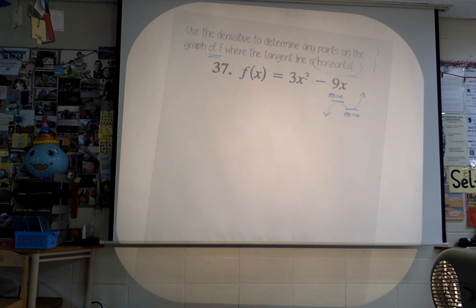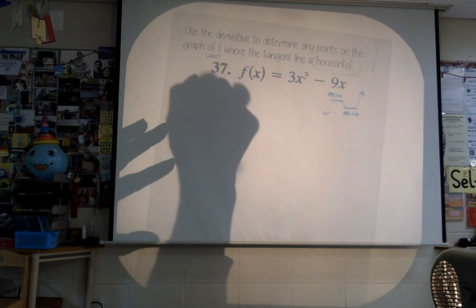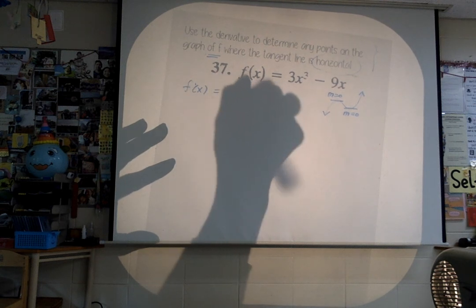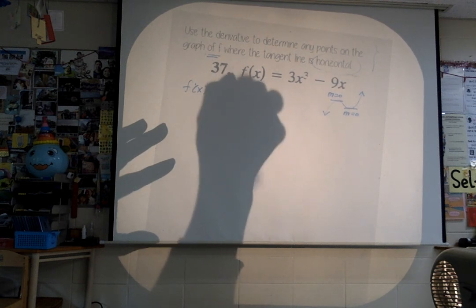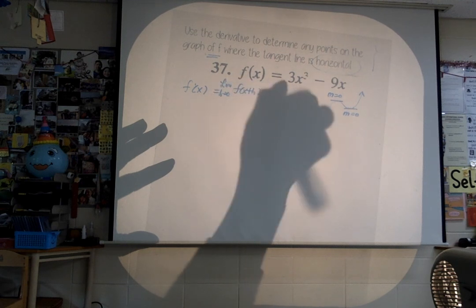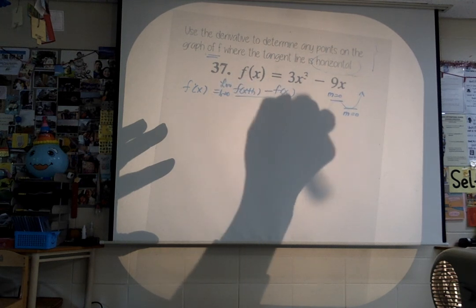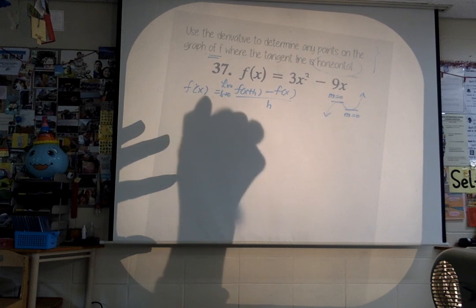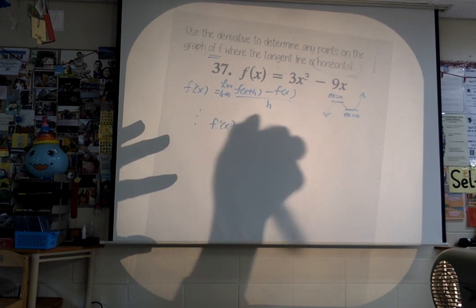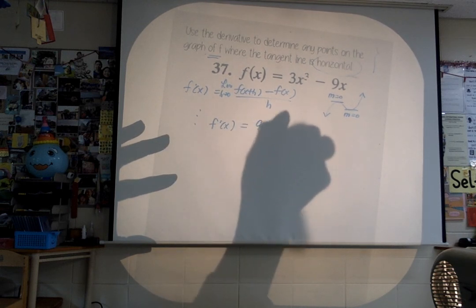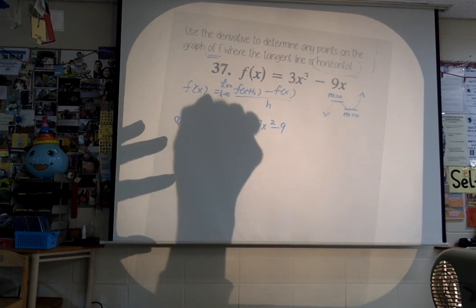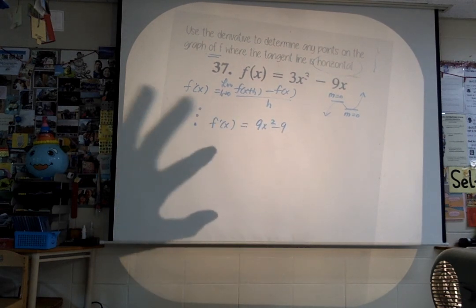So I won't finish this question because I think the lesson is getting a little bit too long. Now, when you find the derivative using the difference quotient as limit as h approaches 0 of f of x plus h minus f of x over h, what you're going to end up with is something like this: 9x squared minus 9, okay?